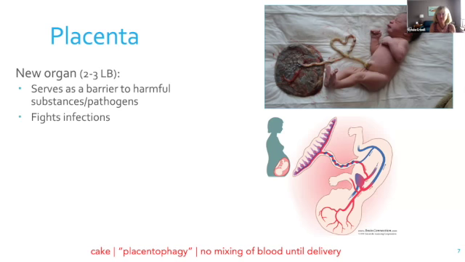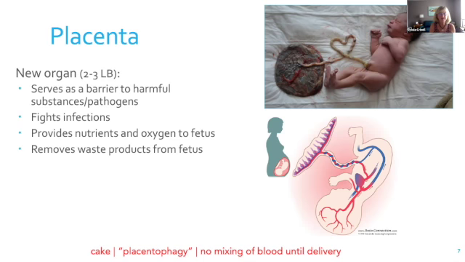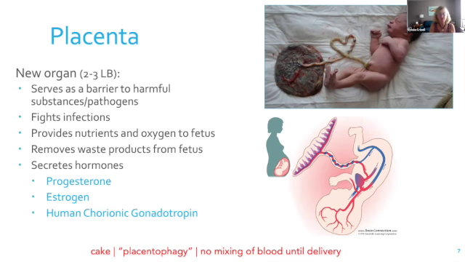It fights infections and provides nutrients and oxygen. So the benefits of mom's diet are crossed over, and oxygen. It removes waste products from the fetus, CO2, urea, and all those things that metabolism produces. And it secretes hormones. There are several, but the 3 we're going to focus on are progesterone, estrogen, and human chorionic gonadotropin.